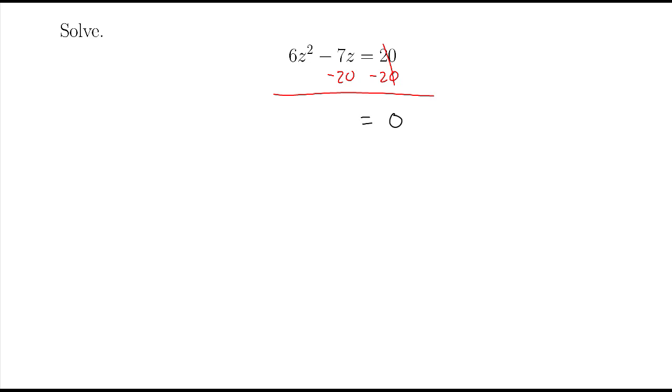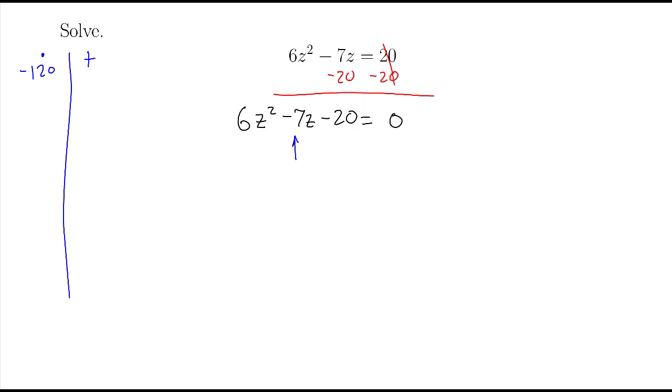Now we got the 0 that we wanted. And then remember, these are not like terms, so all I can do is bring them all down. 6z squared minus 7z minus 20, all that equals 0. Okay, so now it's set up. I'll use the AC method to factor this. 6 times negative 20 is negative 120. So I need two numbers that multiply together to be negative 120, but add together to be negative 7.